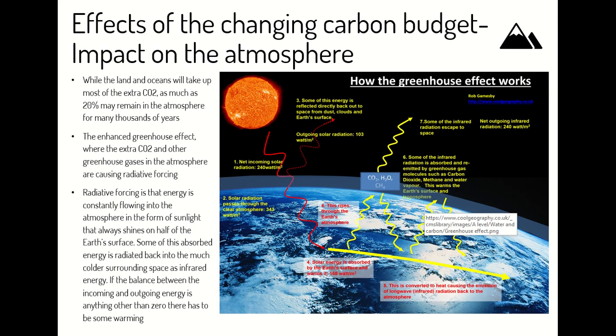Then we've got impacts on the atmosphere. So here's your greenhouse effect, the diagram. You need to know that in detail. Land and oceans absorb a lot of CO2, we know that already, but the atmosphere still has a significant quantity that we need to be careful of understanding.